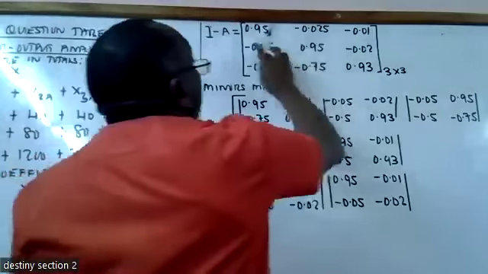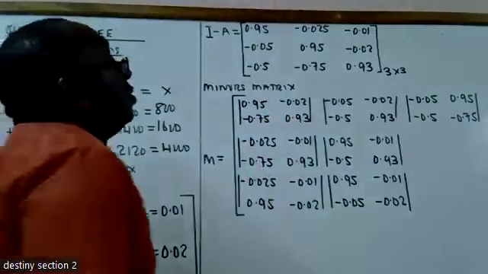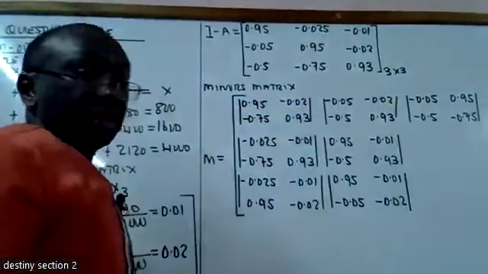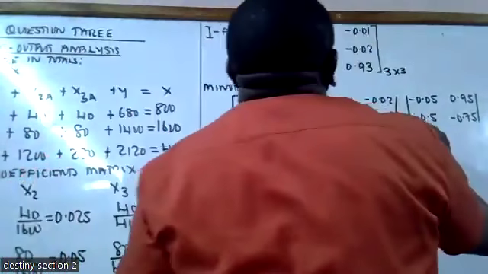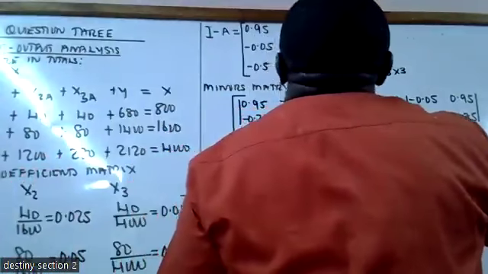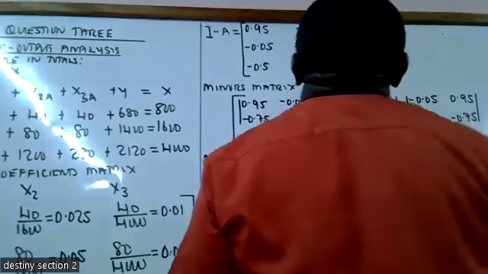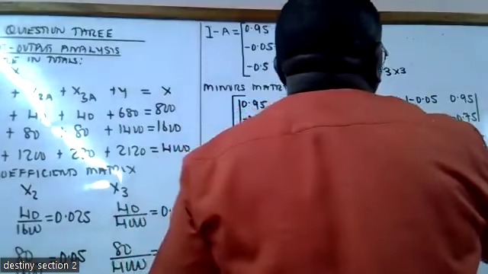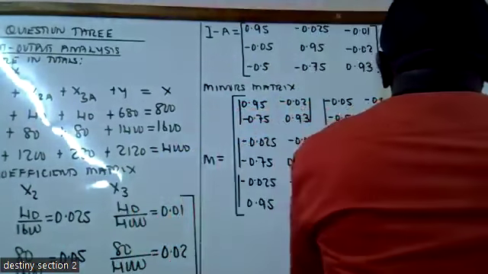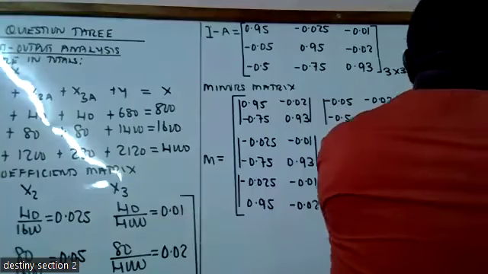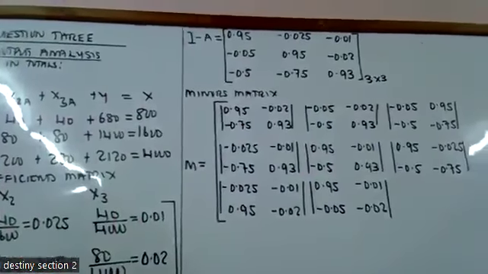Then unakuja hapa unafunga, because of this one, you close the second row, third column. So sasa unaachiwa 0.95 minus 0.025 halafu negative 0.5 negative 0.75. Hizo ndio unaachiwa. Broke that way.